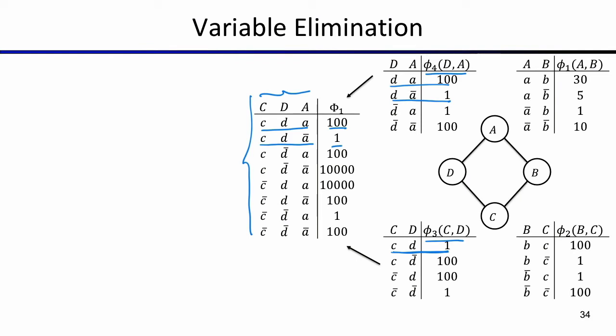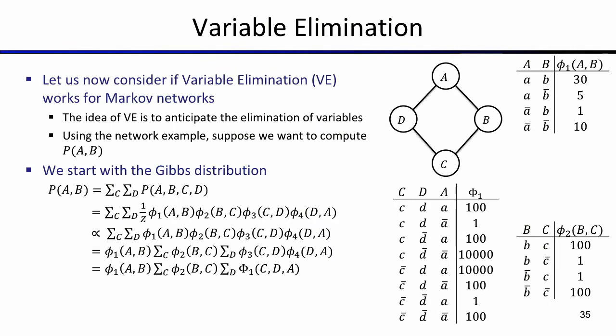Then I'm going to remove the variable D. Okay, now just reorganizing things, what we got is we multiply these two factors together, and we got this new factor here. I'm calling this new factor the big phi 1.